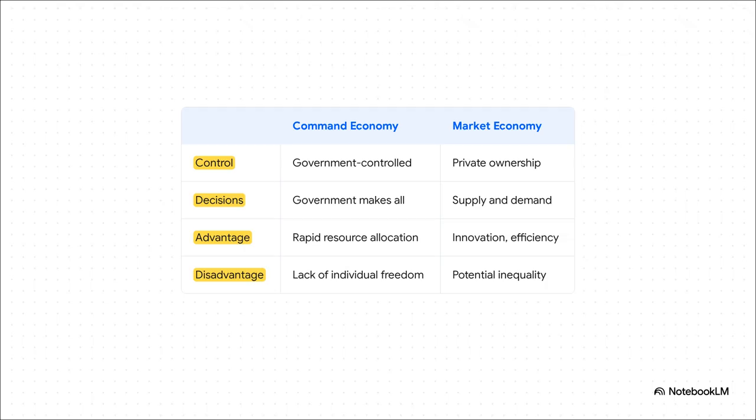Then, on the complete other end of the spectrum, you have the market economy. This is all driven by private individuals and businesses. The big advantages here are innovation and efficiency, but it can also lead to some pretty major gaps between the rich and the poor.